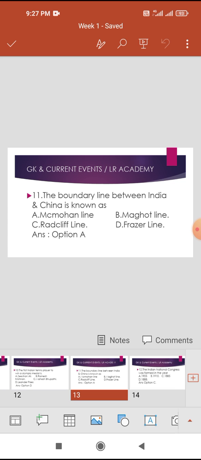Question number 11. The boundary line between India and China is known as, option A, McMahon line, option B, Mahot line, option C, Radcliffe line, option D, Fraser line. Again, I repeat. The boundary line between India and China is known as, option A is the right answer, McMahon line.